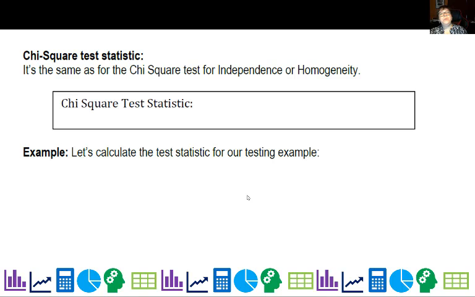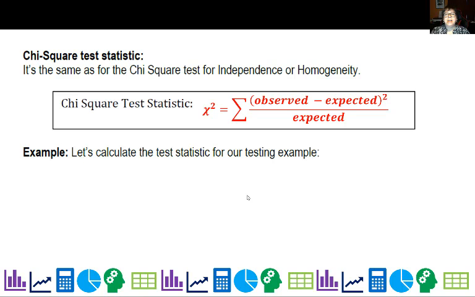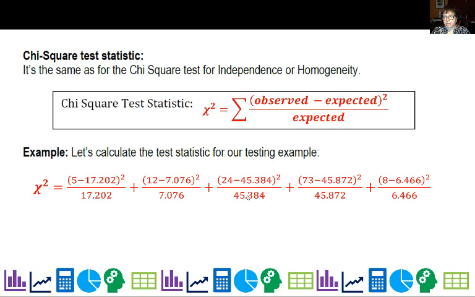Okay, so how do we look at this analytically? We're going to come down to numbers. Luckily, it's the same test statistic, the chi-squared. It's the sum of the observed minus expected squared over expected. I went ahead and calculated it here so you can see my 5 observed African American students minus 17.202 squared over the expected. And I did it for all categories. You can see I have 5 categories here, and I got 38.565.